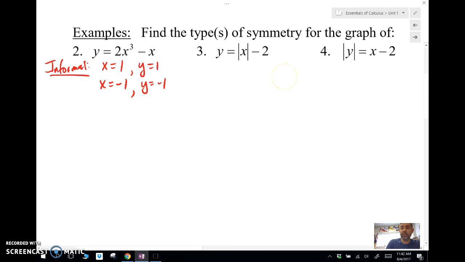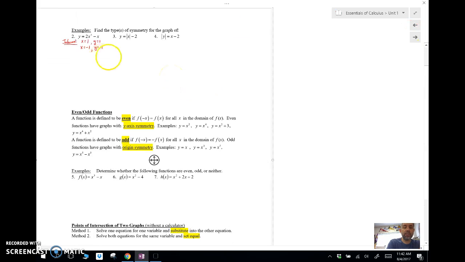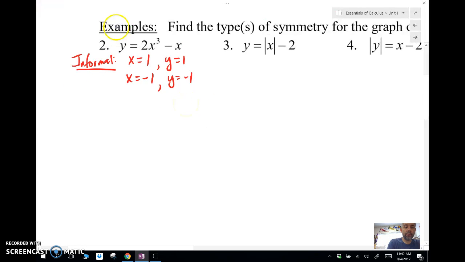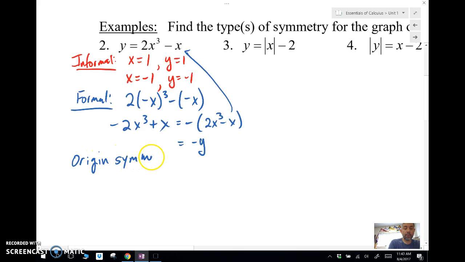origin symmetry. Remember here on the previous picture how x, y corresponded to negative x, negative y, they're both negative. So this would be origin symmetry. All right, formally, if I did a formal proof here, I'd plug in negative x anywhere I see an x, and then I get negative 2x cubed plus x. If I factor out a negative, notice here that I get the same thing, so this is equal to negative y. So since it's equal to negative y, we would know it's origin symmetry. Now the graph is going to look something like this, and we'll see origin symmetry that way.